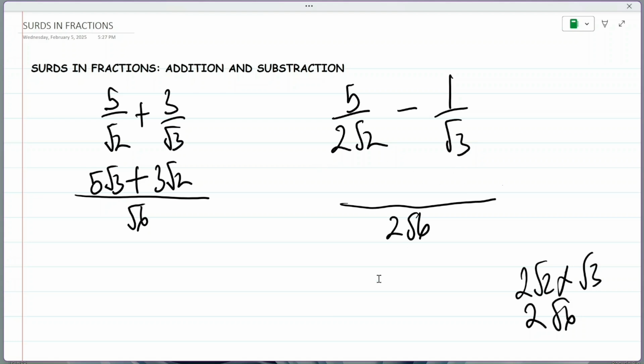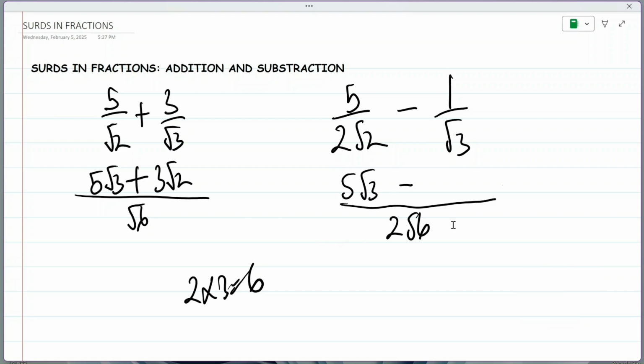It's like saying 2 times 3 is 6. So if you divide 6 by 3, you get 2. 6 by 2, you get 3. Same applies to this. If you divide 2 root 6 by 2 root 2, since you had to multiply 2 root 2 times root 3 to get 2 root 6, dividing 2 root 6 by 2 root 2 should give you root 3. Since the result is the square root of 3, you multiply it by this 5, which is the numerator on top of the 2 root 2. You get 5 root 3.